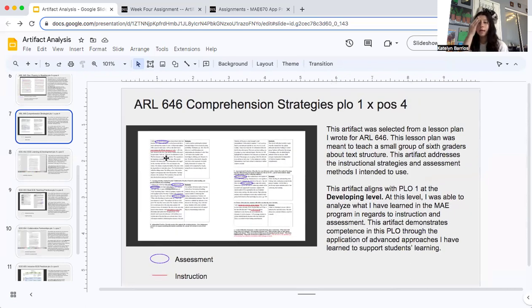Like I said, this was for a small group of sixth graders, teaching them about text structure, and this artifact addresses the instructional strategies and assessment methods that I intended to use for this lesson. This artifact aligns with PLO 1 at the developing level, so I was able to analyze what I have learned in the MAE program in regards to instruction and assessment and apply that. This artifact demonstrates the competence of this PLO, as I was able to apply the advanced approaches that I have learned to support students' learning and teach them about text structure in this situation.